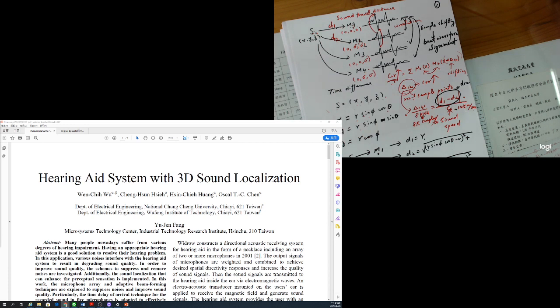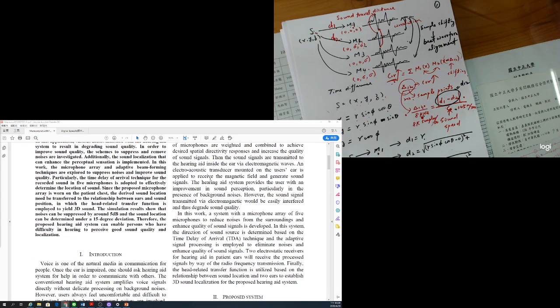So today I will briefly review what I did before, which is sound localization. Later on I will upload the paper. We published this paper before, and we used it for a hearing aid system with 3D sound localization. The idea is based on TDA, time delay of arrival. This kind of technique we call TDA.